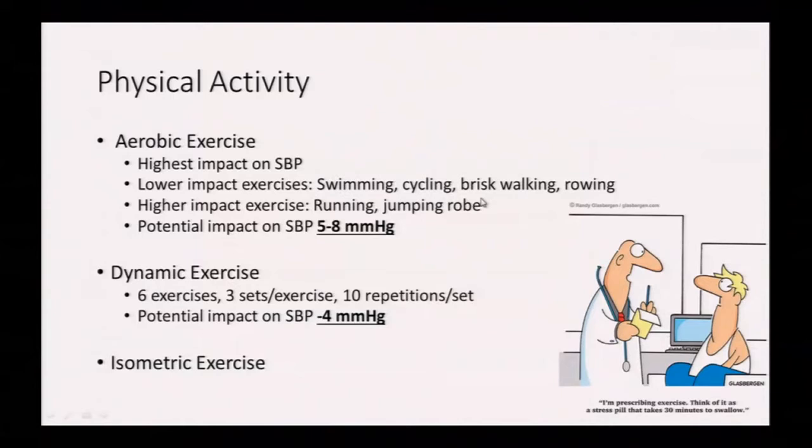Dynamic exercise is also a good exercise, and it has an impact of 4 millimeter mercury. Isometric exercise, I think it has an impact of 4 to 5 millimeter mercury on systolic blood pressure as well. And all those impacts I'm talking about are in people with hypertension. If you're recommending those interventions to other healthy patients without hypertension, they still have impact on reducing systolic blood pressure, but it's less so in those people than the impact that we have in hypertensive people.